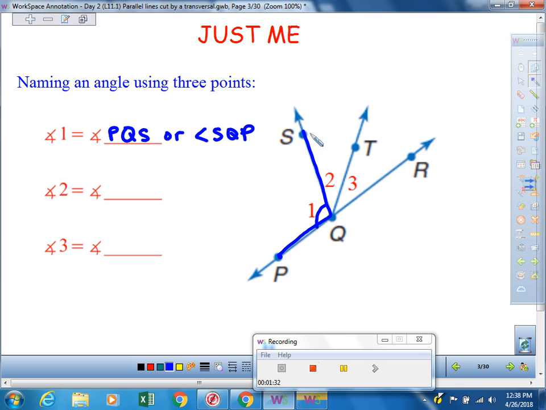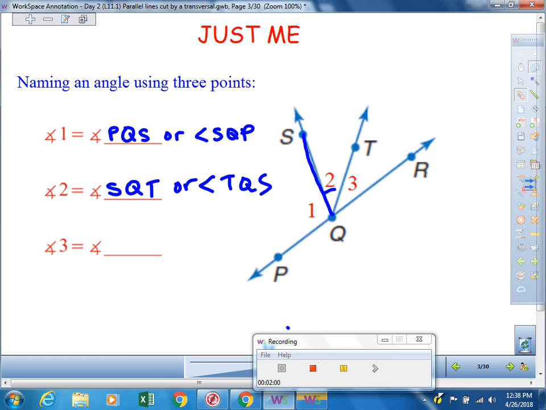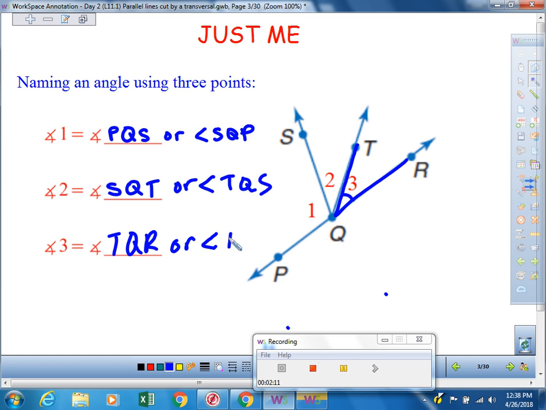Okay, so what would angle 2 be? Angle 2 would be SQT, or angle TQS. And then the last one, angle 3, what makes it up? TQR. So I can say TQR or angle RQT. Okay, so that is just naming an angle. When you name an angle, you got to have 3 letters.